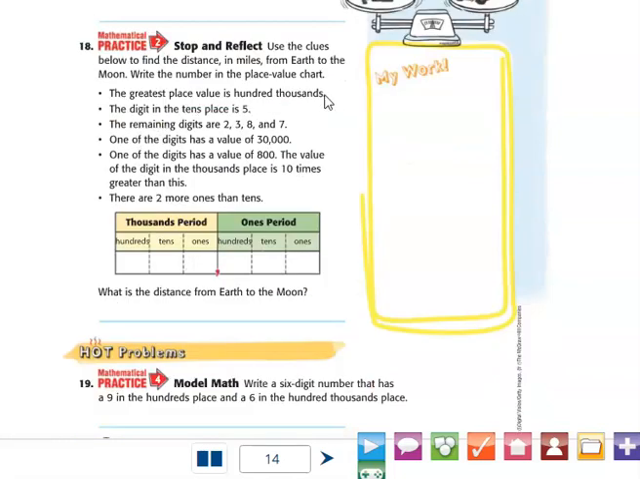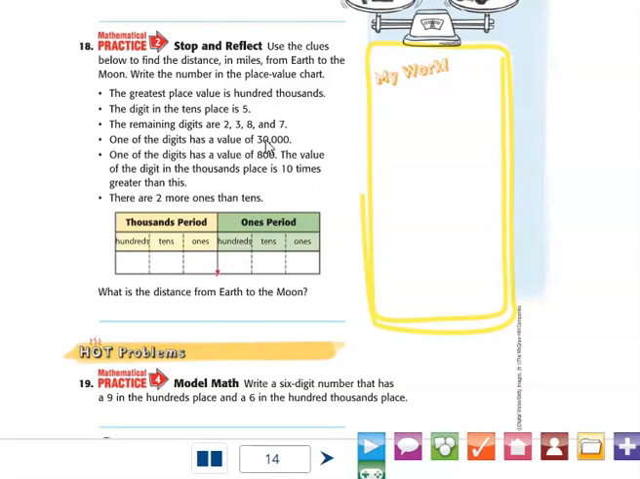Now you've got number 18, which is kind of tricky. You've got a lot of steps in this. Use the clues below to find the distance in miles from Earth to the moon. Write the number in the place value chart. So you're taking each of these clues. The greatest value is the 100,000. So that means you're going all the way up to this. You're filling in a digit in every box of this place value chart. Okay, the digit in the tenths place is 5, so you can just go straight to the chart and fill in. And it tells you the remaining digits of 2, 3, 8, and 7. So we can use this information, but we can't fill in any boxes quite yet, like we did for this.